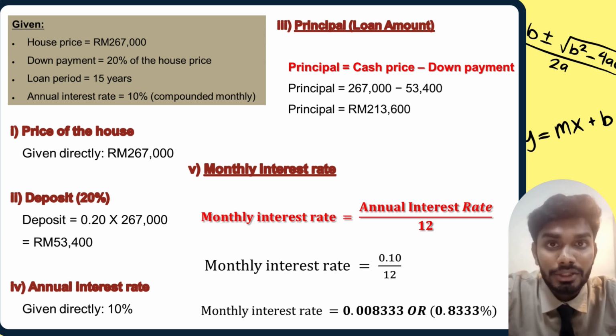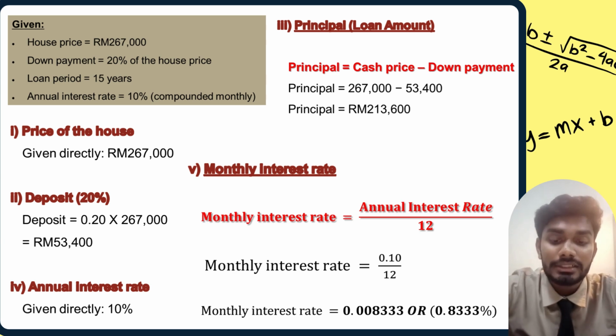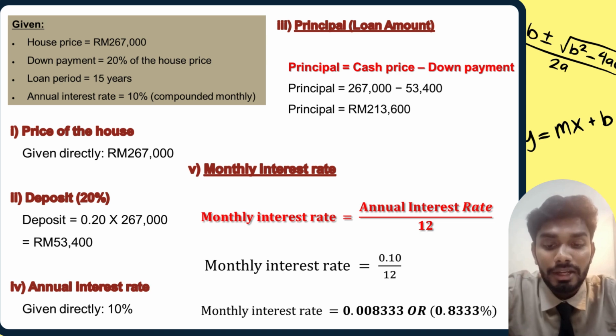The price of the house is given directly, that is 267,000. Then the deposit is 20% of the house price, so 20% times 267,000 gives a deposit of 53,400. That's the second answer. The third one is the annual interest rate, which is given directly, that is 10%. So let's move on.